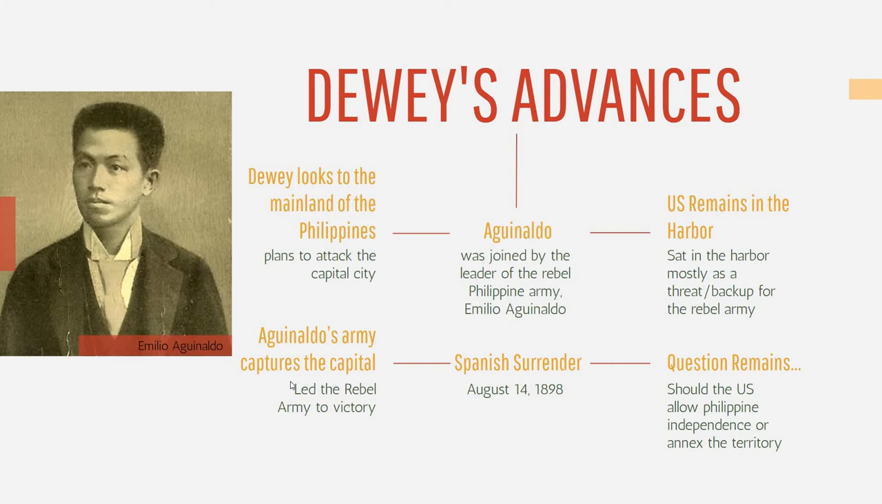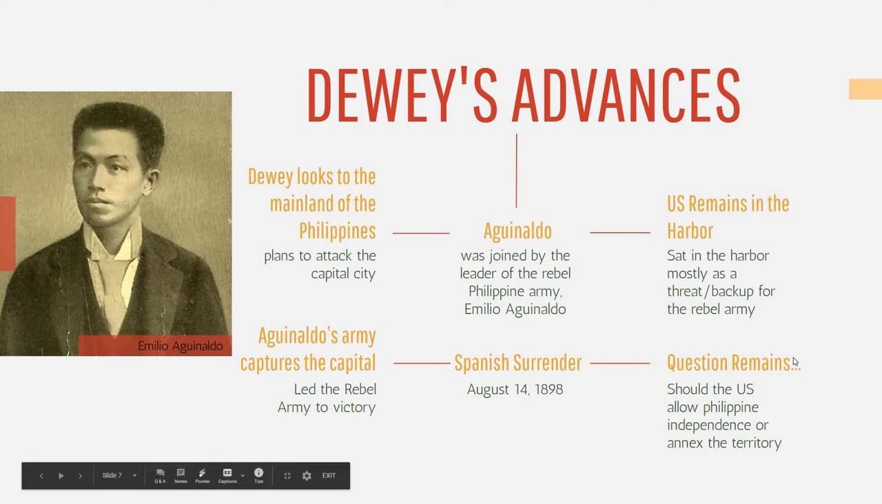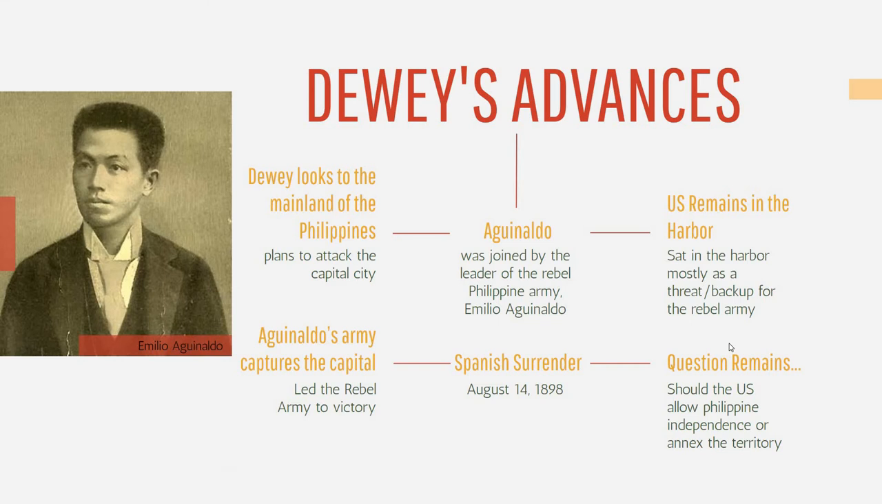So they eventually capture the capital, which leads to their victory, and the Spanish surrender the Philippines on August 14th, 1898. So this question remains. We're going to push this back to the end of this, but should the U.S. allow Philippine independence, or should they annex the territory? So basically, should we allow them to be their own country, create their own government, or should we take them over? And this will be debated, and we're going to talk about this coming up.